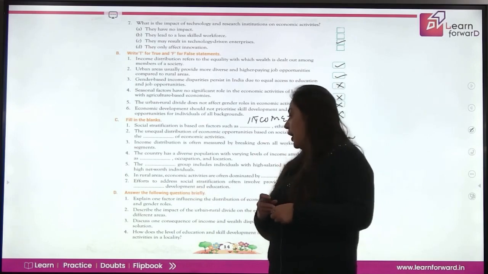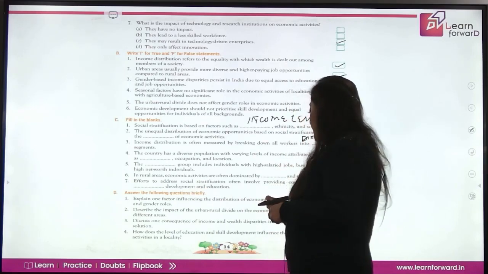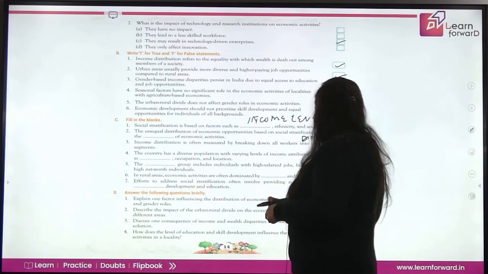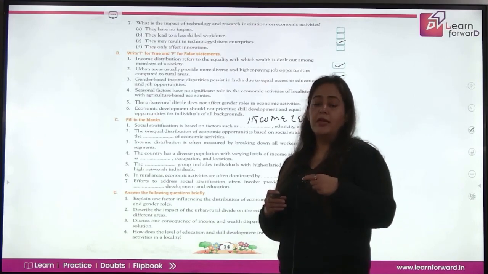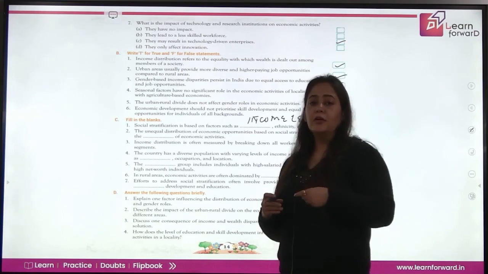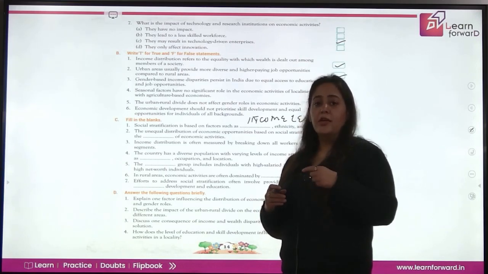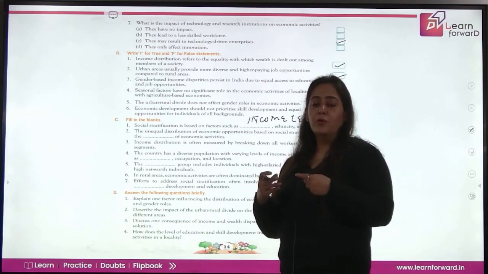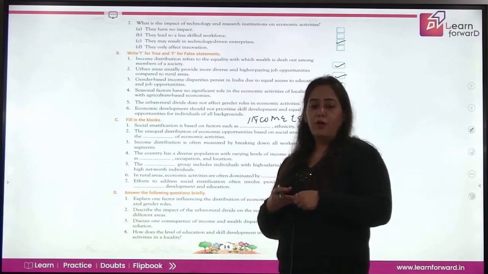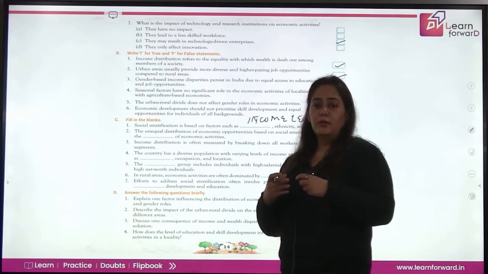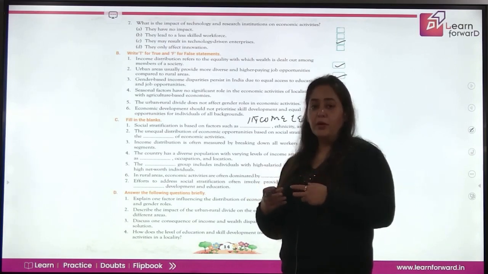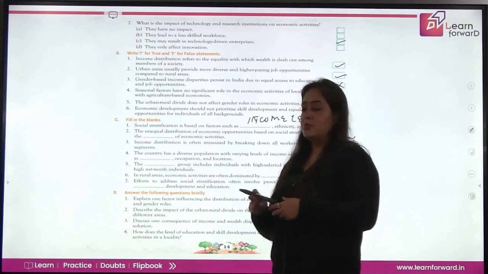How does the level of education and skill development influence the distribution of economic activities in a locality? The level of education can help provide you better job opportunities, which will definitely help you earn more and contribute to the economic curve, right? But in case you are not educated or skilled, then you are basically involved in jobs which involve manual labor, so you are contributing less to the economy.